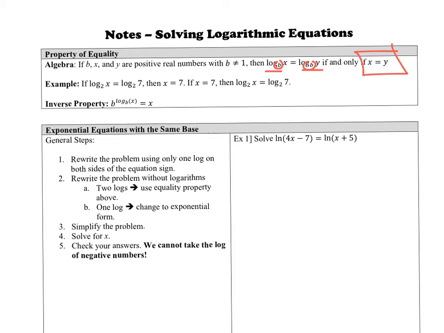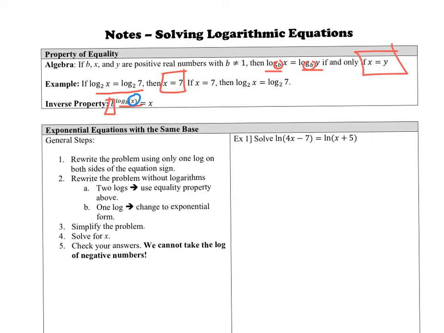So for example, if you have log base 2 of x, which equals log base 2 of 7, since they both have a base of 2, then x equals 7. If you have a base with the exponent that is a log that has the same base, then whatever is inside those parentheses is your answer. Okay? So we have some general steps here.